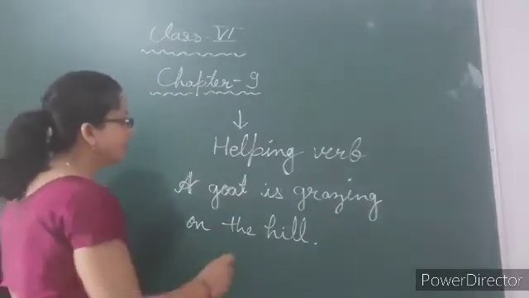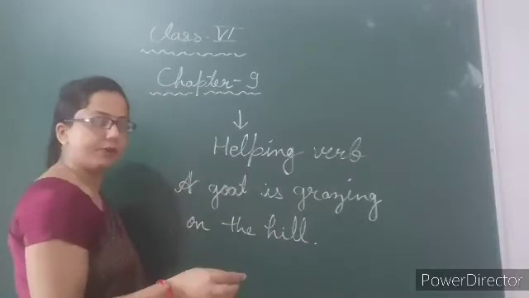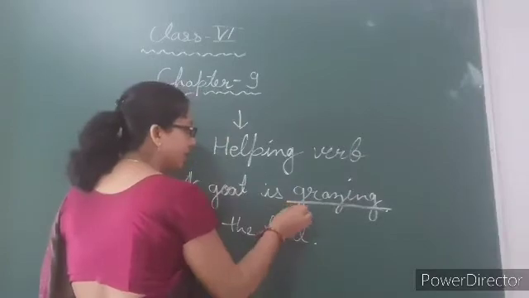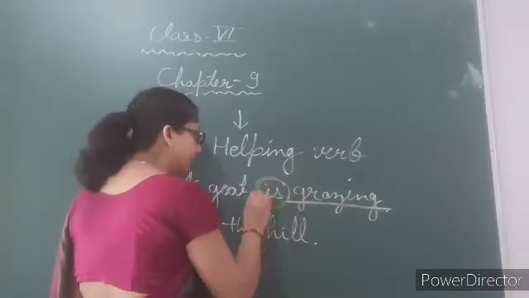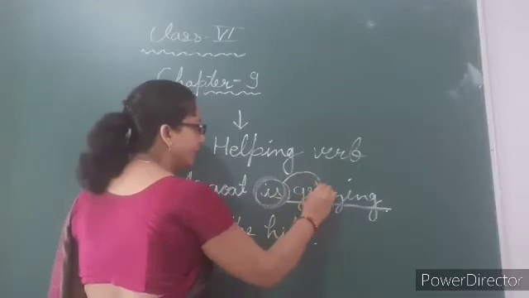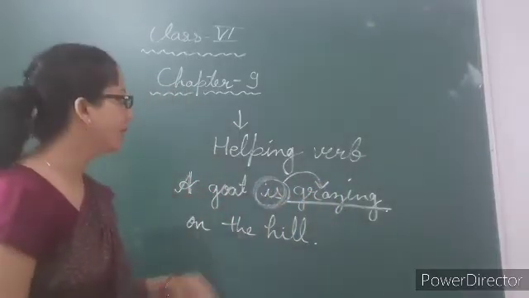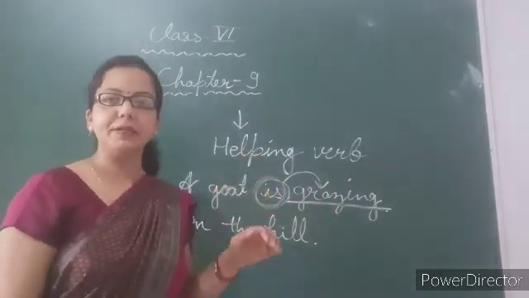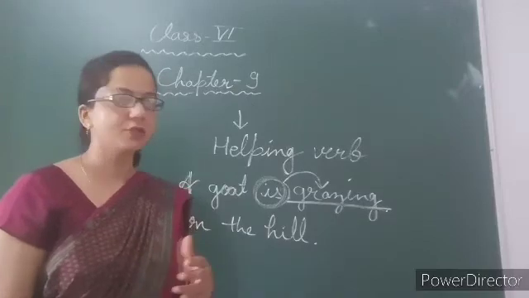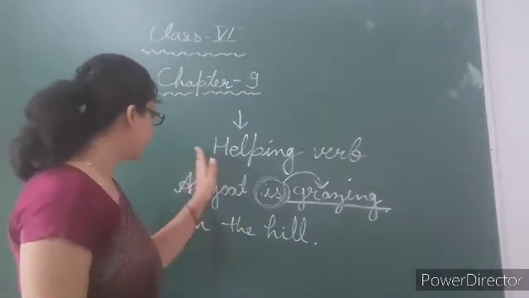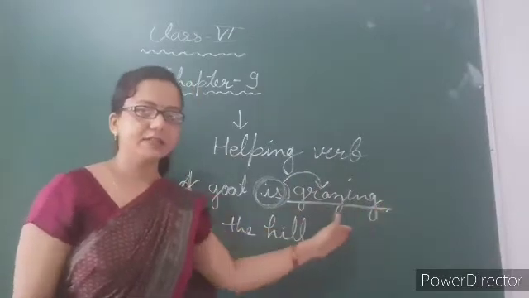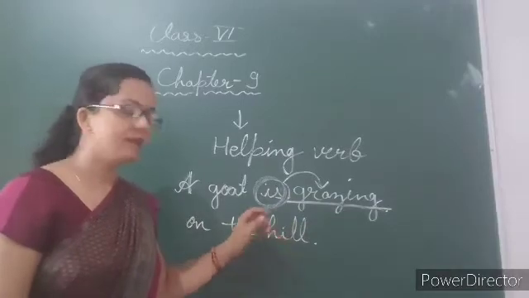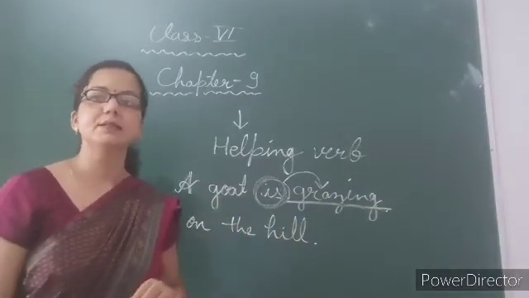So here your main verb, the actual main action, is grazing, and before grazing is written is, which is helping the main verb. So is your helping verb, which helps the main verb and tells us the time period. Is is related to the present tense, so we can understand that the situation of the goat grazing on the hill belongs to the present tense.